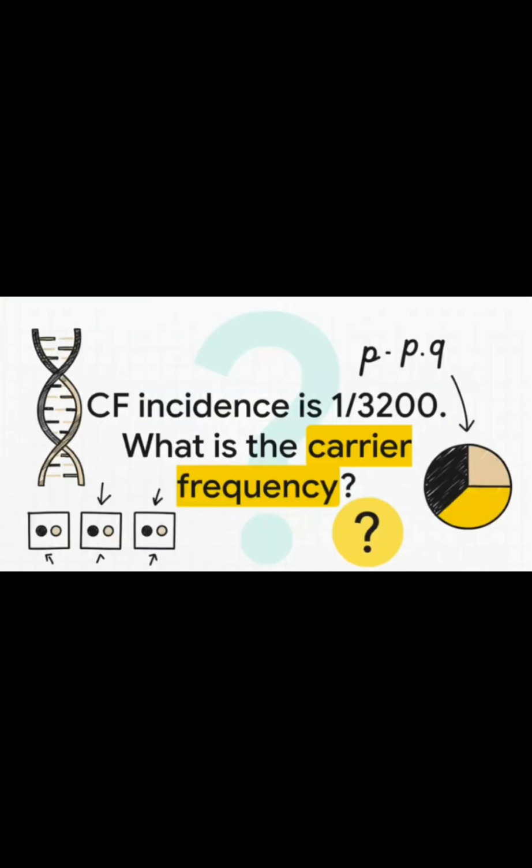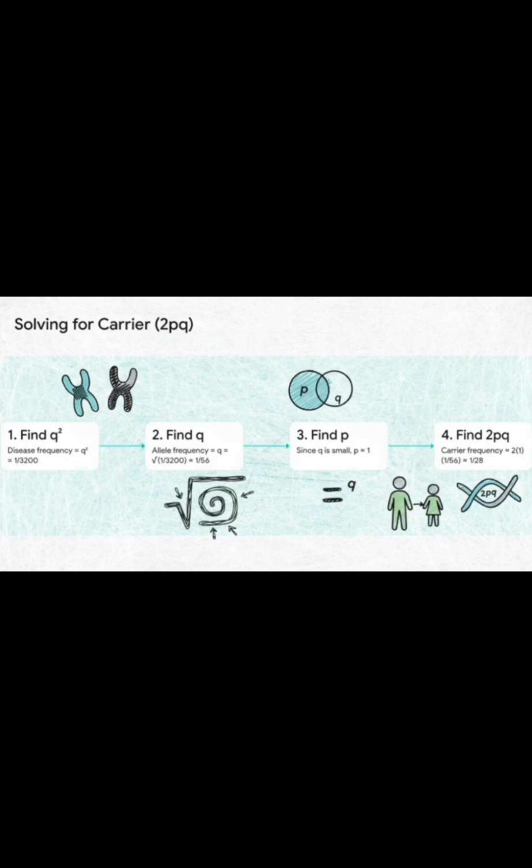So this is what a classic USMLE question looks like. They give you the incidence of an autosomal recessive disease, which is just a fancy way of saying they're giving you q squared, and then they ask you for the carrier frequency, which is just 2pq. Let's just walk right through it.